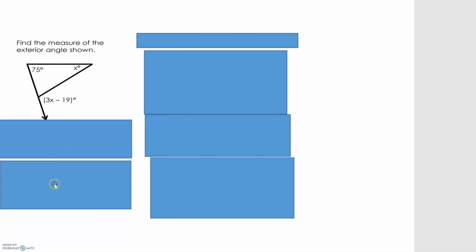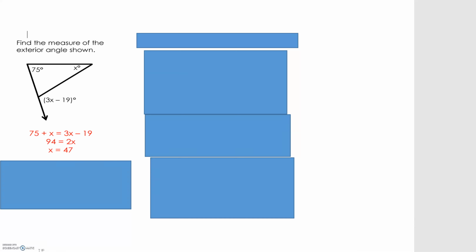The first thing I need to do is look for x. I have to solve for x because I have an x value here, I have an x value here. So I have to figure out how to solve for x. Of course, we're going to resort to the exterior angle theorem. We know that the two inside angles that are not next to my exterior angle, which are 75 and x, the sum of those is equal to this expression. So here is the setup to solve for x.